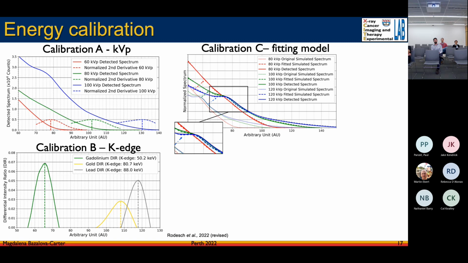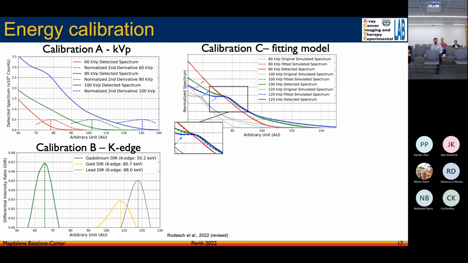Of course, when there are pileups, we have to make sure that there is no pileup, so that you have a 100 kV photon, and a 20 kV photon doesn't give you a signal at 120 kV. So you have to make sure that the flux on the detector is very low. It's a nice method because it's relatively quick. So you just, blast, in quotes, the detector with X-rays, you analyze this with the second derivative, and you get your energy calibration. The second one is using K-edges.